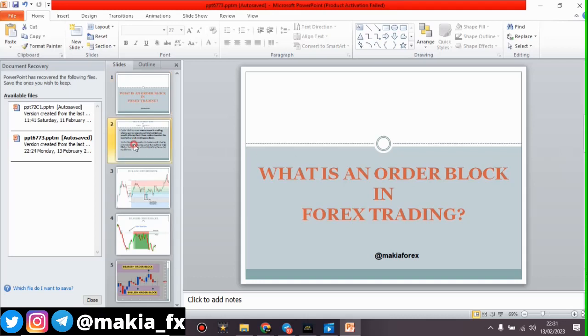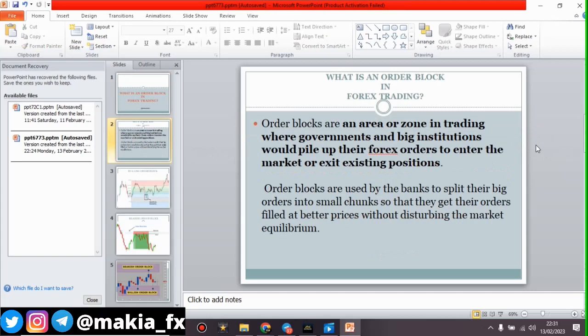What is an order block? An order block is an area or a zone in trading where governments and big institutions will pile up their forex orders to enter the market or exit existing positions. Order blocks are used by banks to split their big orders into small chunks so that they get their orders filled at a better price without disturbing the market equilibrium.